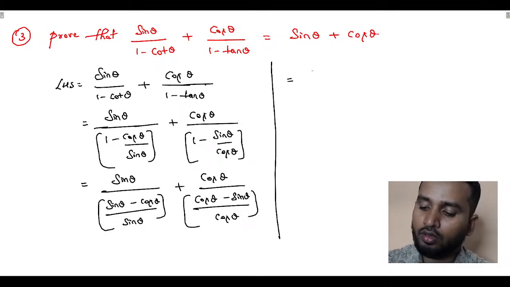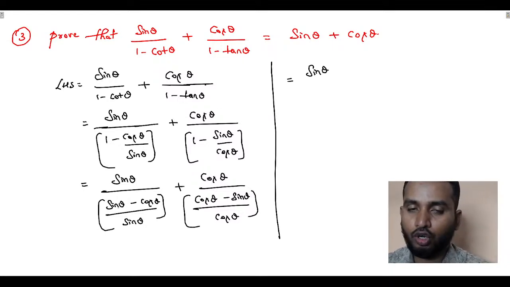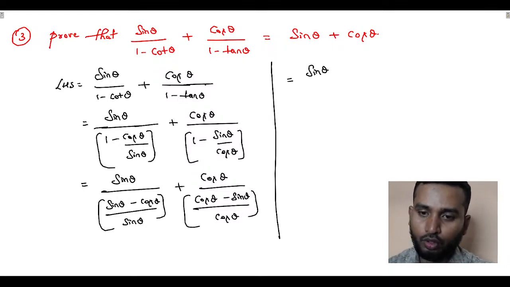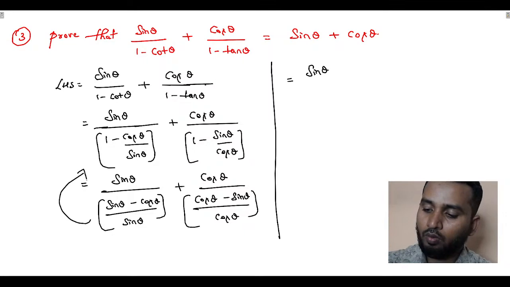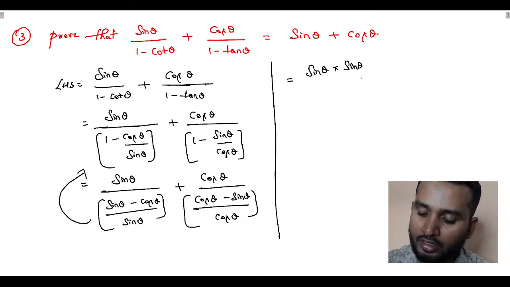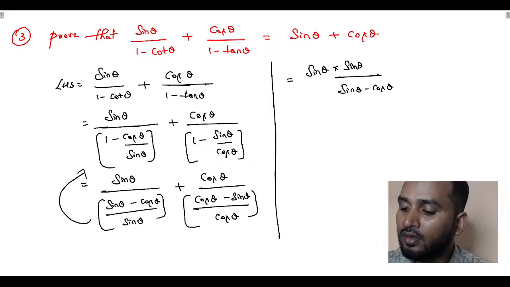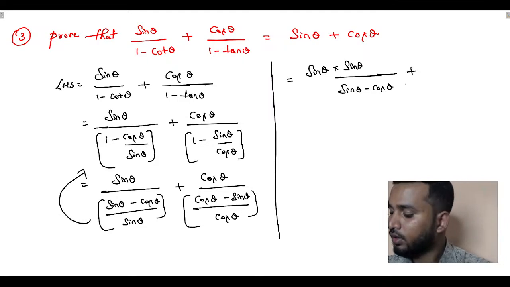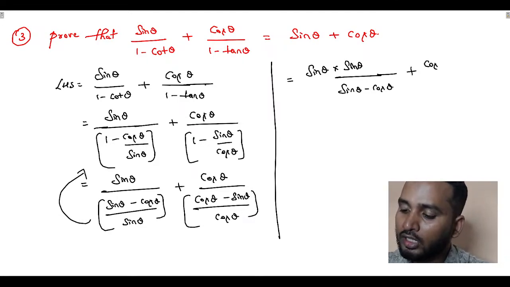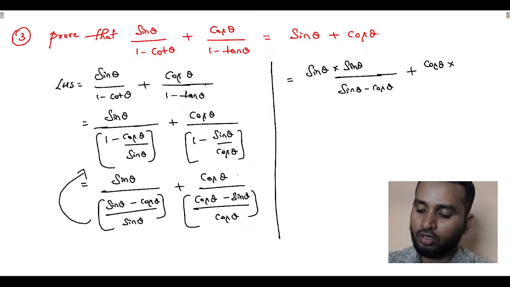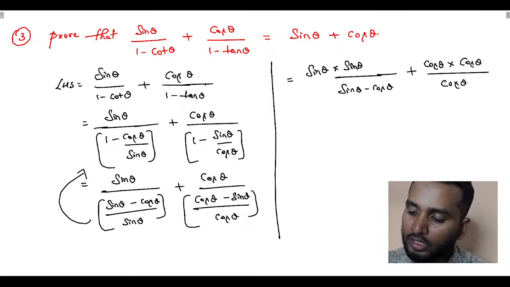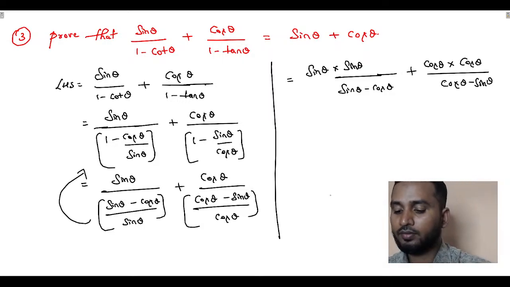Now, that is equal to sin theta, this denominator will become the numerator, isn't it? Sin theta minus cos theta by sin theta, if it comes to the numerator, what does it become? It becomes sin theta by sin theta minus cos theta, plus cos theta into this cos theta minus sin theta by cos theta comes to the numerator, then it becomes cos theta by cos theta minus sin theta, isn't it?